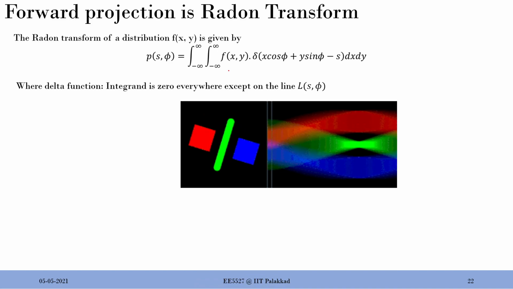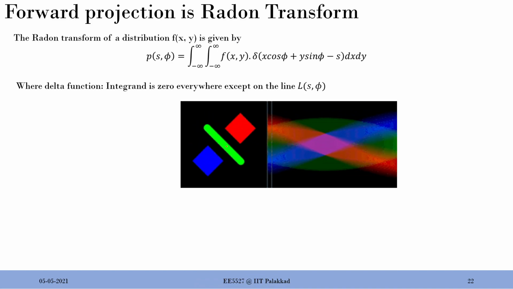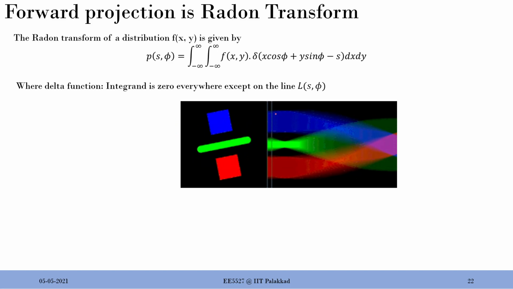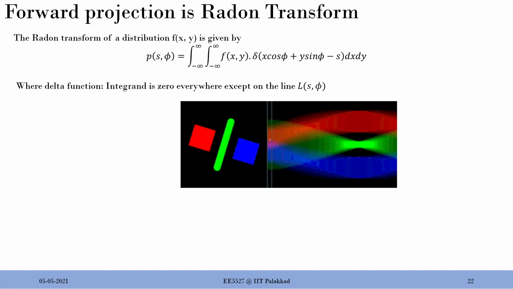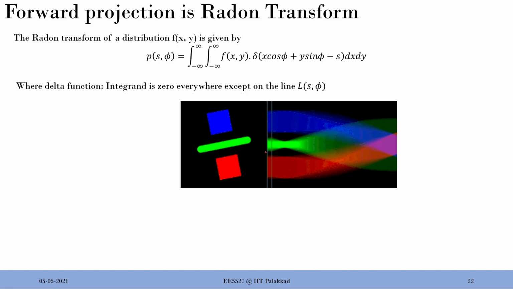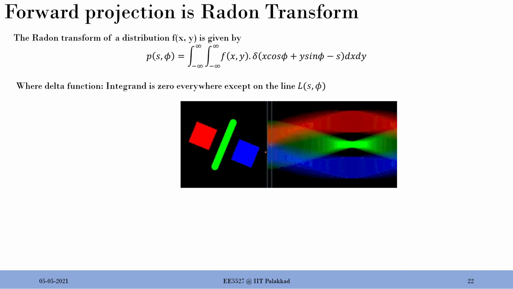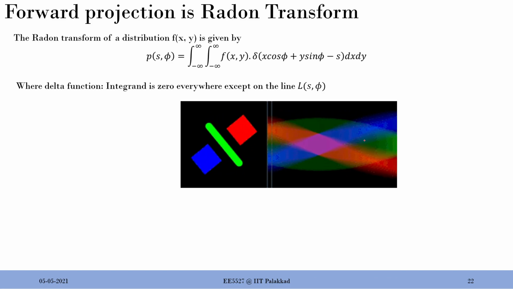If you see the Radon transform at different angles for such an image, if I rotate the image instead of rotating the sensors, it is exactly the same, and this particular region is what the Radon transform shows you. And you can see that as the view is changed, the result is changing: the p of s comma phi is changing. That's the sinogram, and you can see the sine wave propagation very beautifully here.